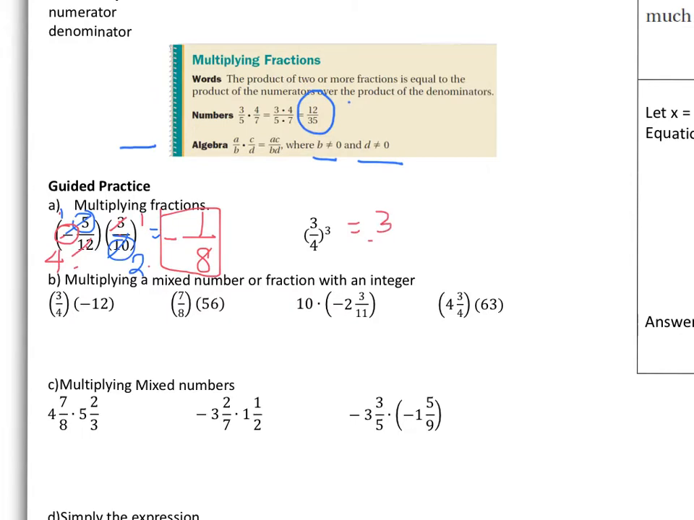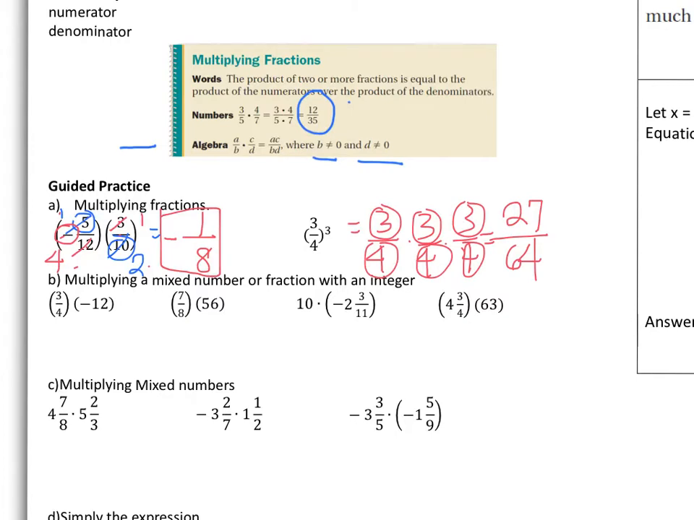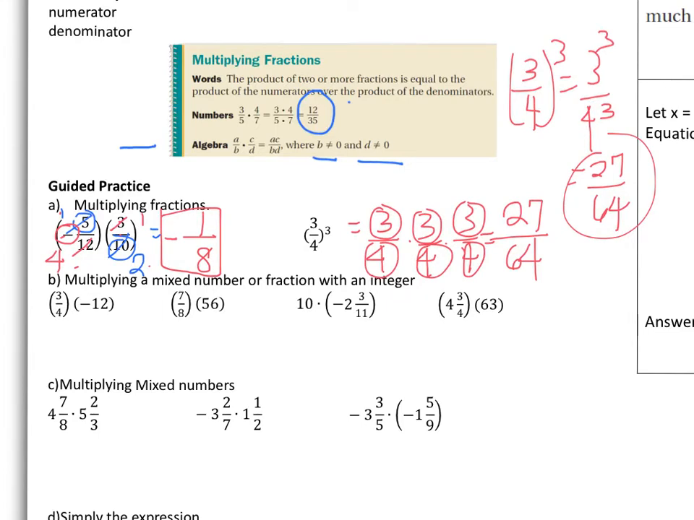Okay, so we can do this. Well, okay, we cannot simplify anything beforehand, so we just multiply. 3 times 3 times 3 is 27. 4 times 4 times 4 is 64. Okay? Or you can look at it like this: 3 to the third power and 4 to the third power. Okay? Same idea. Alright. Let's move on to the next problem.